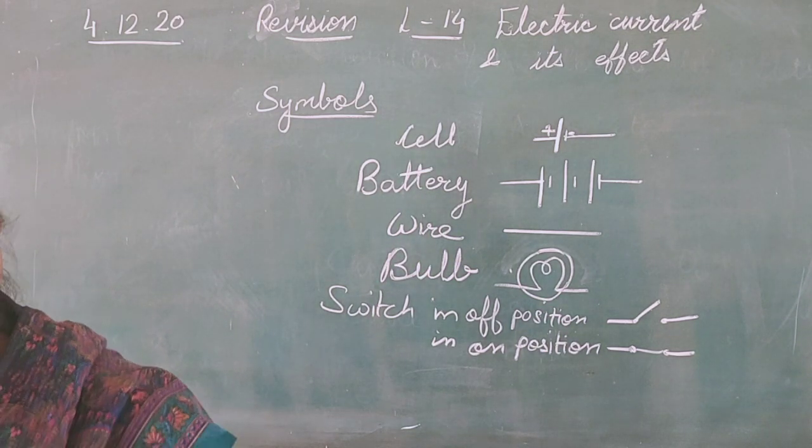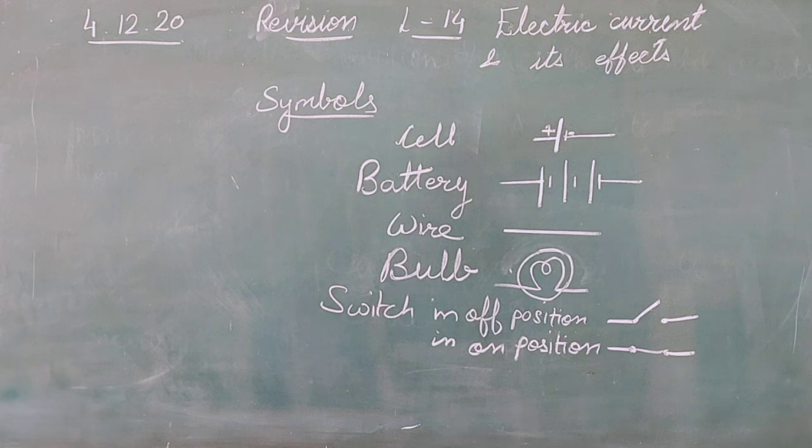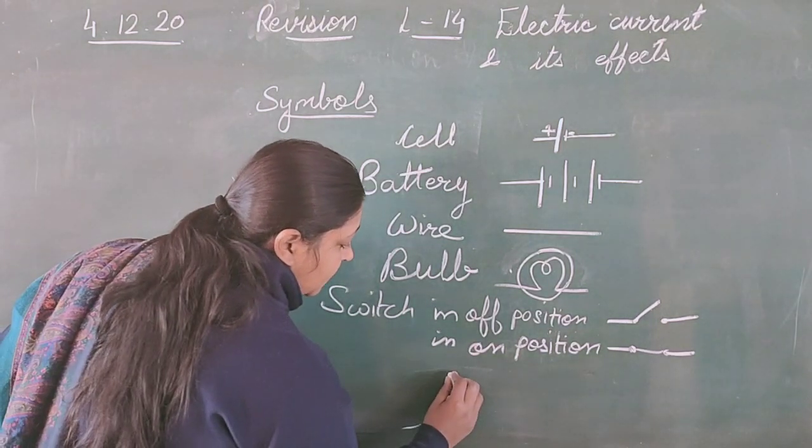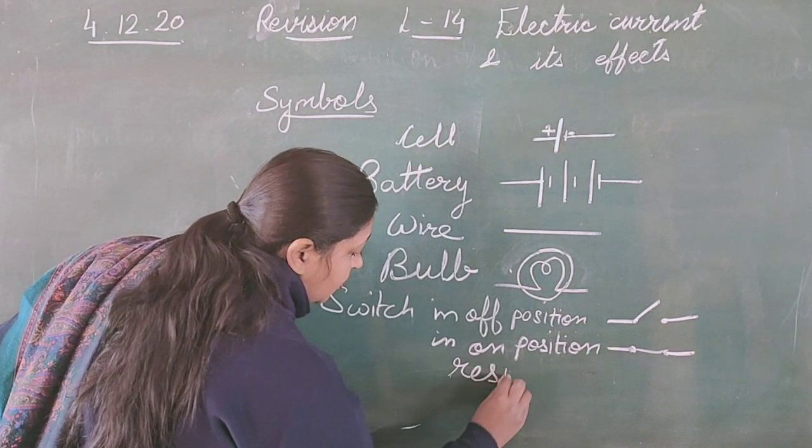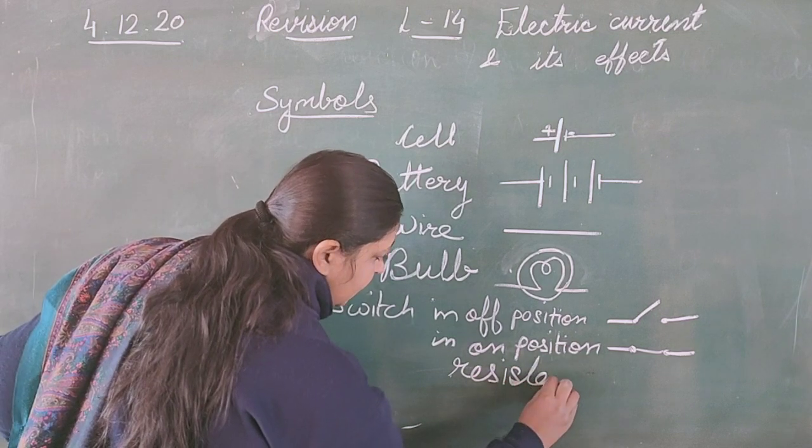At the end, children, I am going to show you another thing which we call electrical resistance. Can you see it? So what is it? It is an electrical resistance. Okay, it is a fixed resistance. So children, what is basically resistance?